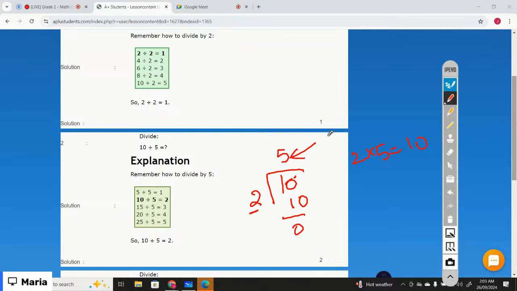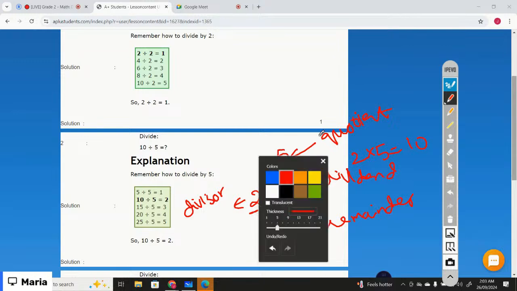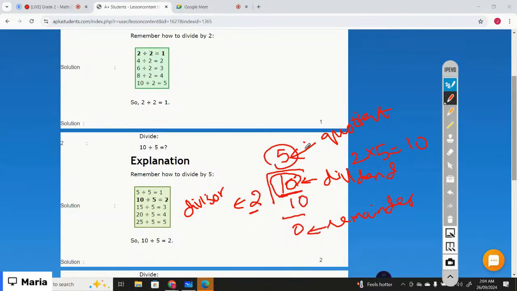This is the divisor. This is the dividend. This is the quotient, and this is the remainder. You need to keep these terms in your mind, right? The greater number is the dividend, the smaller number is the divisor. When you divide by the number, the answer is the quotient, and that is the remainder. These are the important terms. You need to keep them in your mind, right?